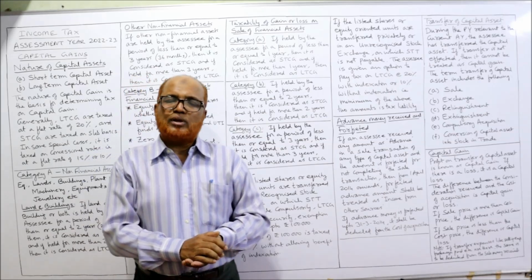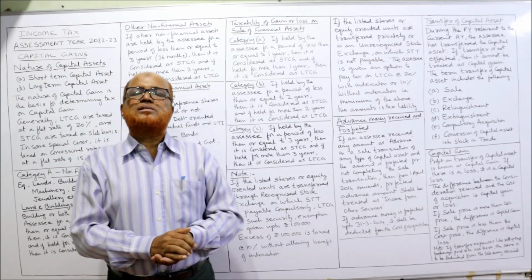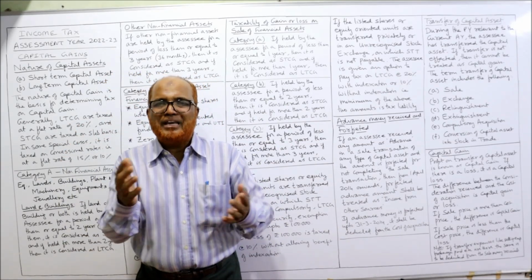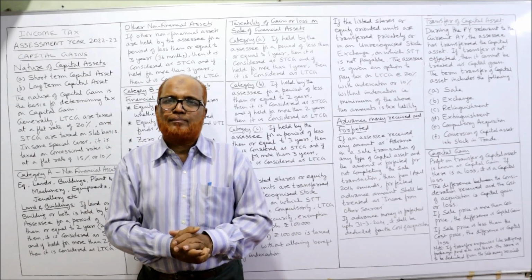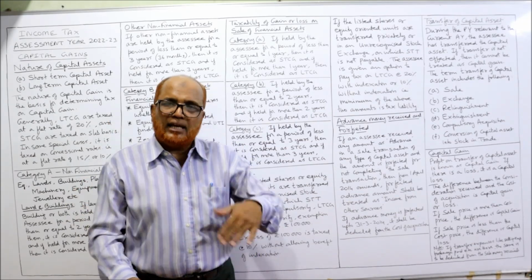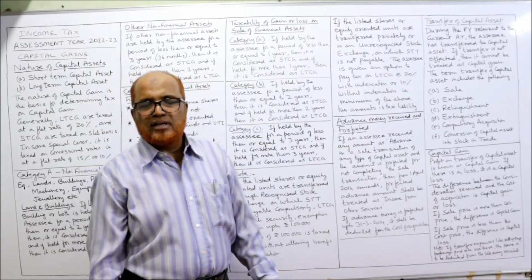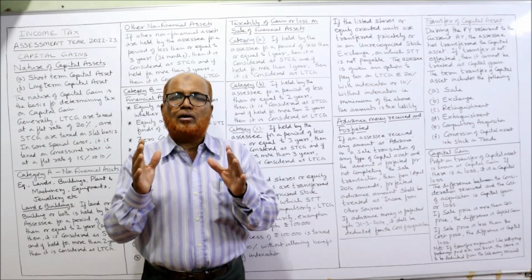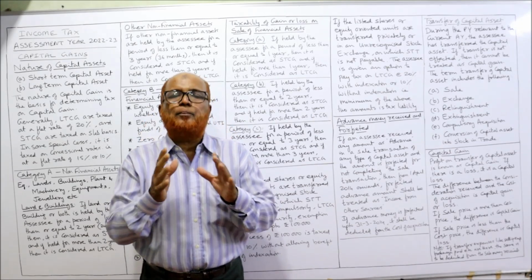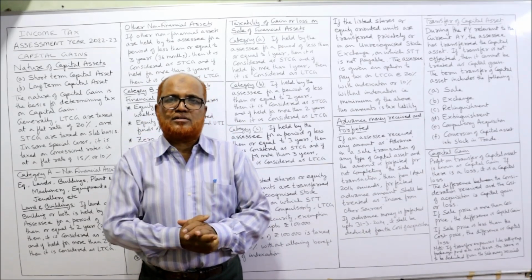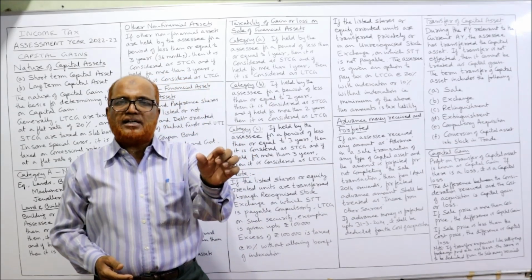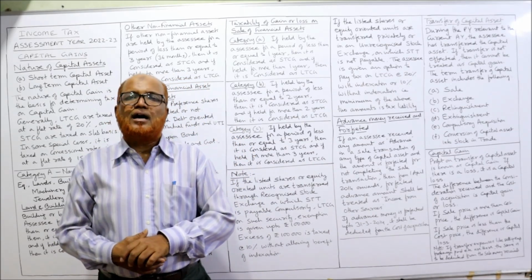In examination theory questions, very frequently it will ask you to explain the meaning of the term transfer of capital asset. So transfer of capital asset includes the following. First one, sale. The sale is the common or most popular transfer of asset. The ownership of an asset is transferred on selling the asset.